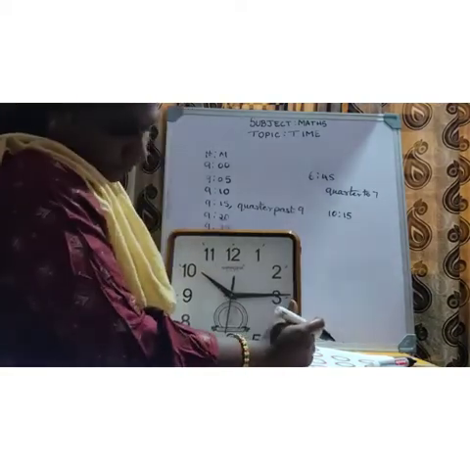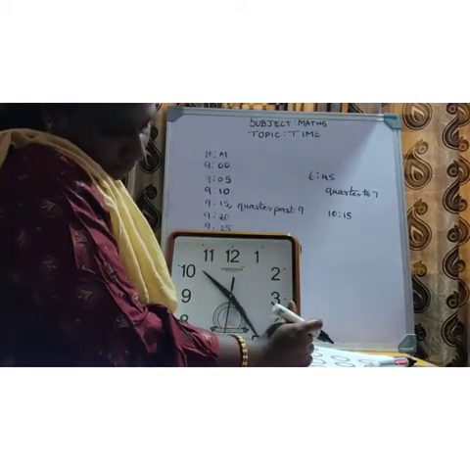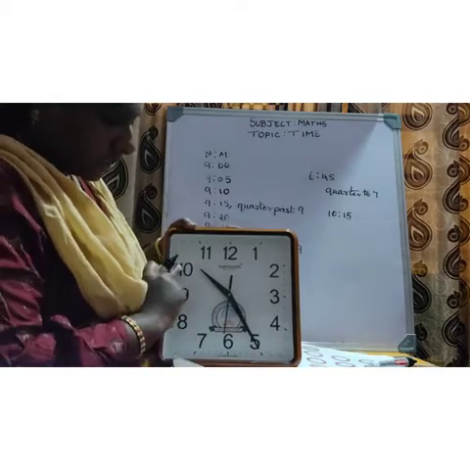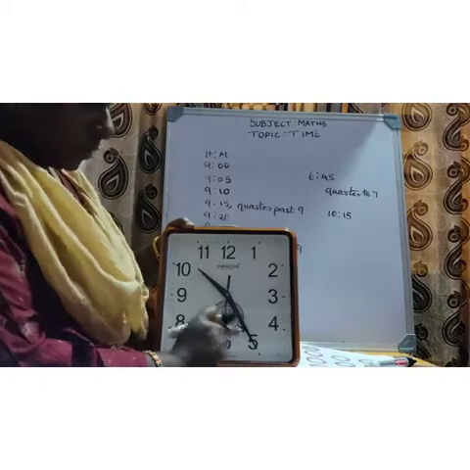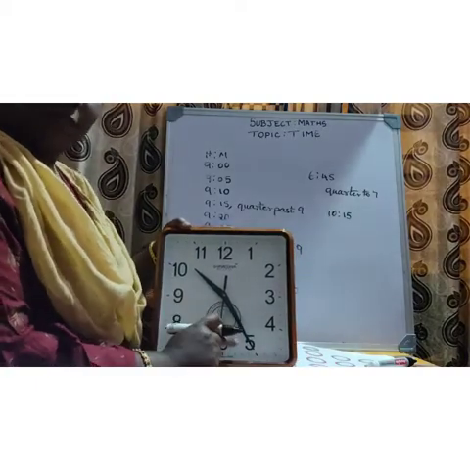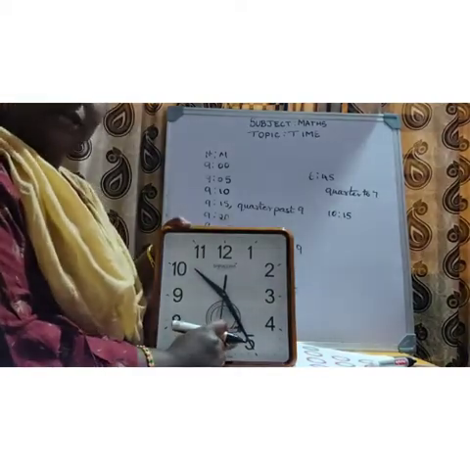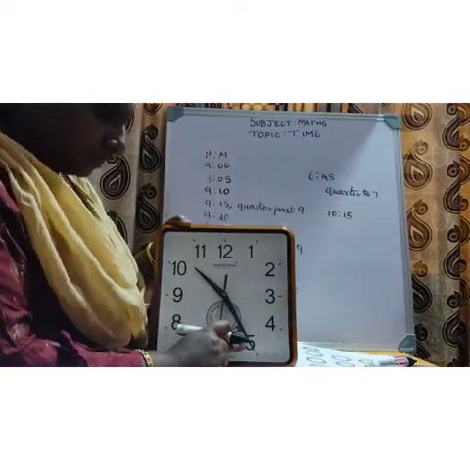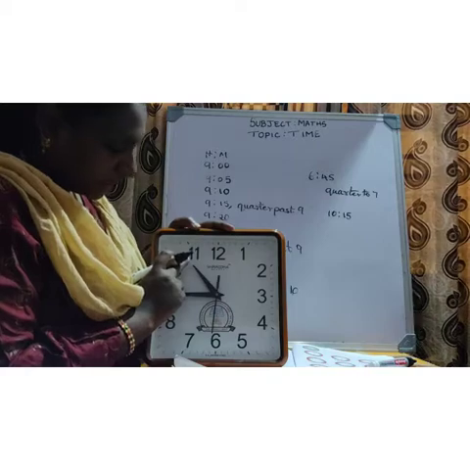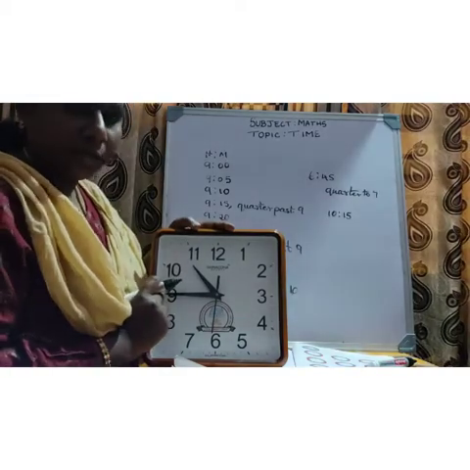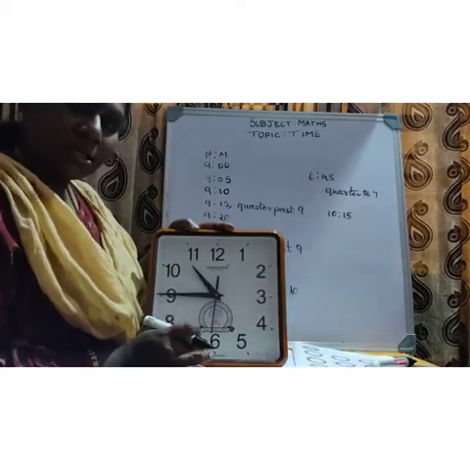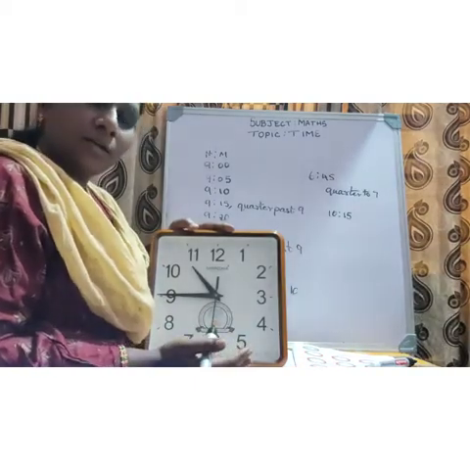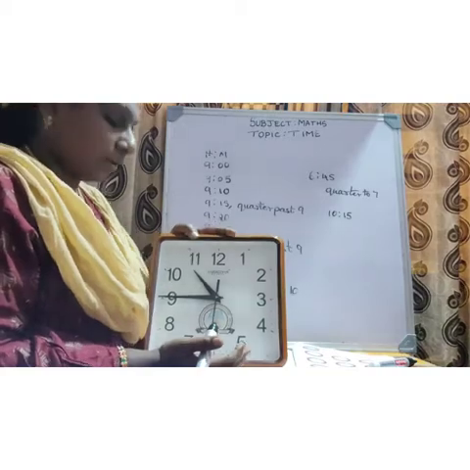Same way. What is the time? It is 10:25. What is the time, children? 10:25. That is 10 hours and 25 minutes. Okay? 10 hours and 25 minutes. And the hour hand is at 10 and the minute hand is at 9. What is the time, children? It is 10:45, or you can tell it as what? Quarter to 11.